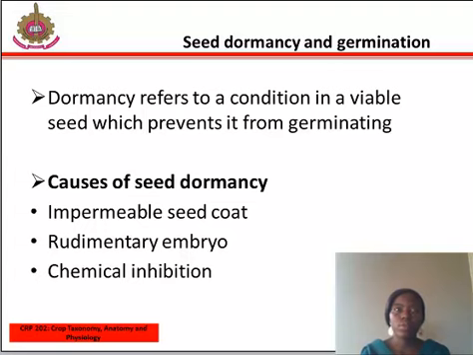2. Rudimentary embryo. This results when non-germination is caused by shedding of seed before they are morphologically mature. 3. Chemical inhibition. The mechanism of inhibition is by blocking the activity of the enzyme necessary for starch and protein breakdown. Chemical inhibitors can be removed by soaking the seeds in water or other chemicals.